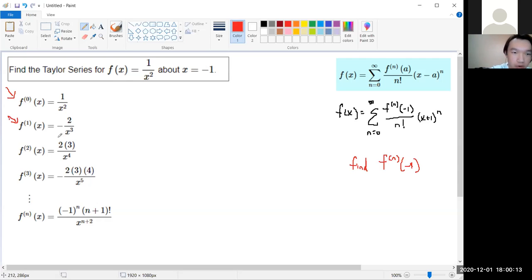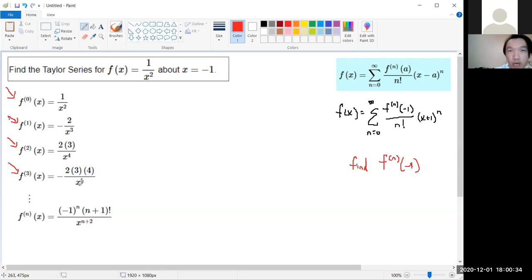And then when you take the derivative again, you get this. So the numerator got multiplied by 3, and then the denominator degree went up by 1. And if you take the derivative again, then the numerator got multiplied by 4, and then the denominator went up by another degree again.